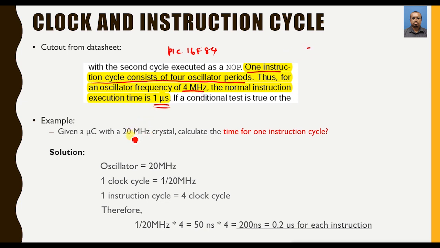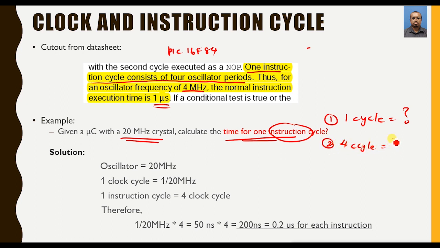Let's look at this example. If you have a 20 MHz crystal, what is the time required for one instruction cycle? First of all, you need to find the time for one cycle. And then for one instruction cycle, it's 4 clock cycles. So number 2, you need to find how much time 4 clock cycles require.